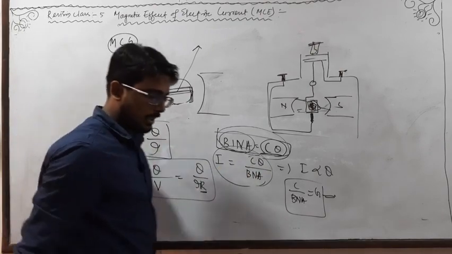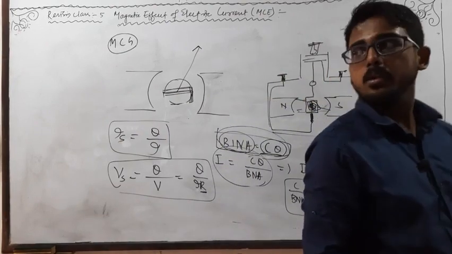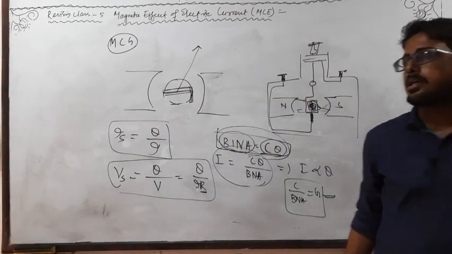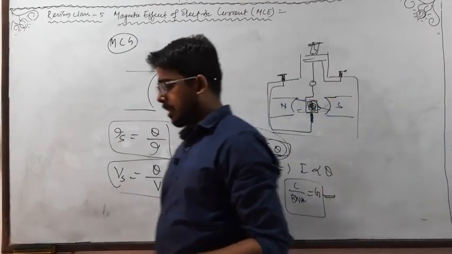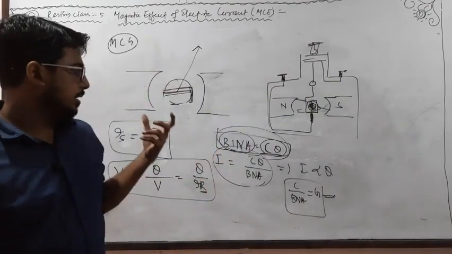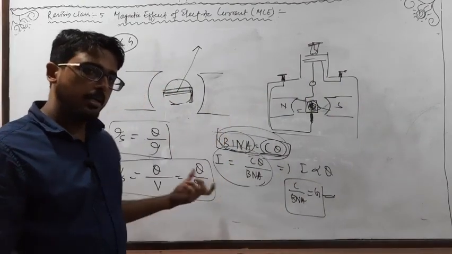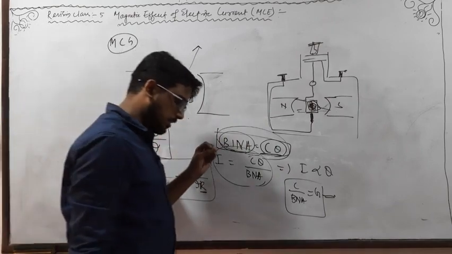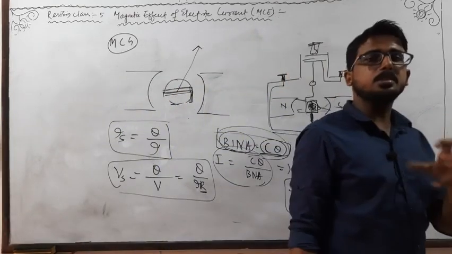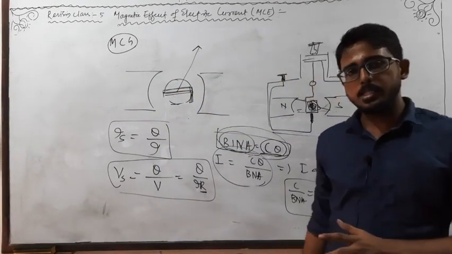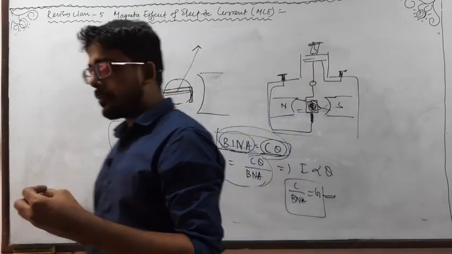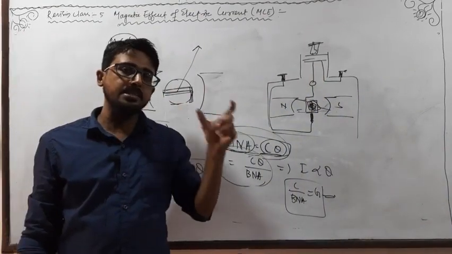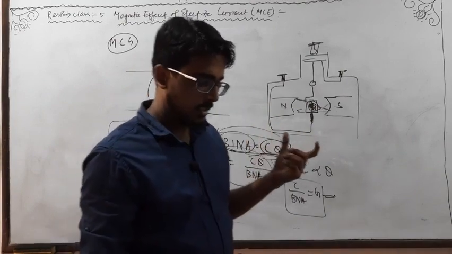Clear? Next, how to convert a moving coil galvanometer into an ammeter and voltmeter. We already studied that a moving coil galvanometer can be converted into an ammeter by connecting a very small resistance, known as a shunt, in parallel to it, and it can be converted into a voltmeter by using a very high resistance R in series with it.